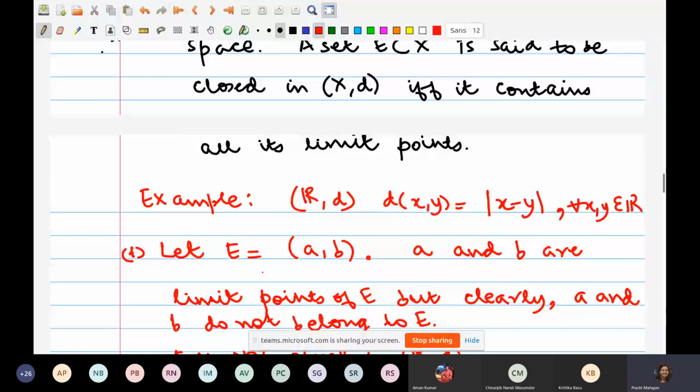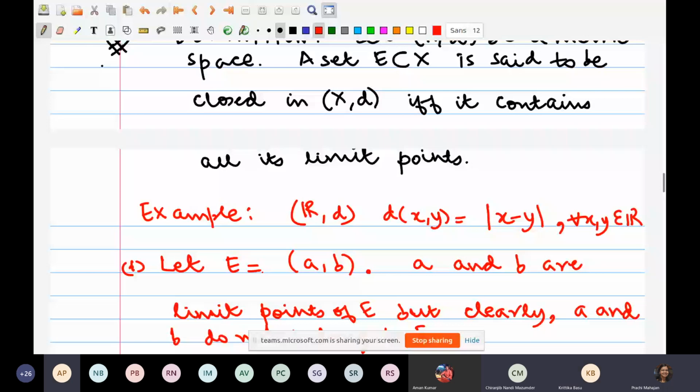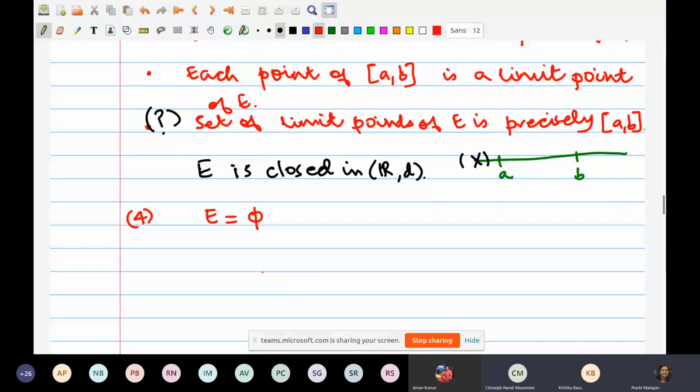What are the limit points for this set? No limit point. There is no limit point, nothing in the set, right? So by definition, the definition holds true. There's a term in mathematics called vacuously true. So E is closed.